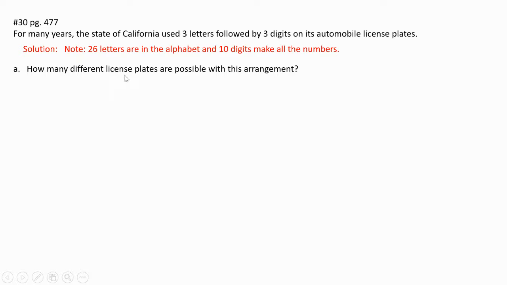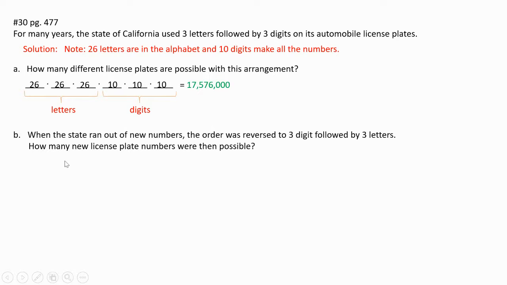So for part A, how many different license plates are possible with this arrangement? What arrangement? 3 letters followed by 3 digits. So there are my letters, 3 letters followed by 3 digits. So how many letters can go there? 26, 26, 26, and 10, 10, and 10. You multiply it out. So that's your answer. What is it? 17,576,000 possible arrangements.